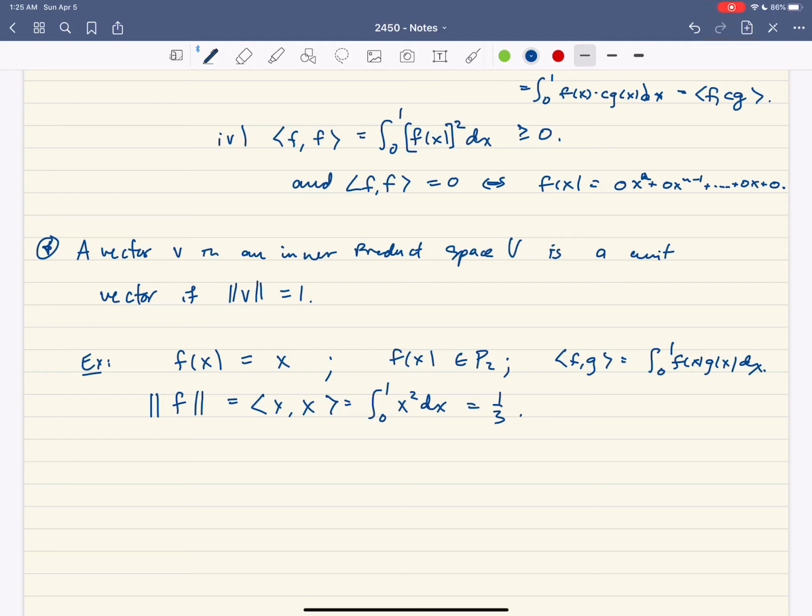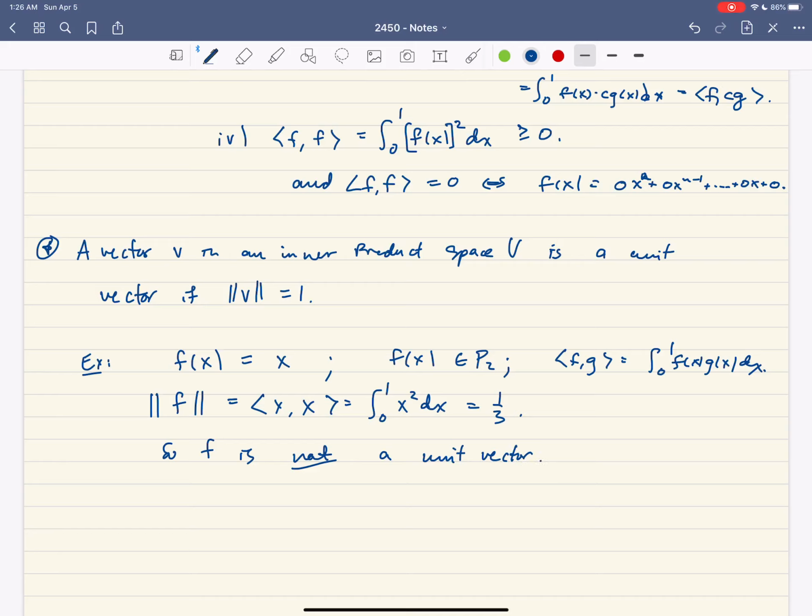Okay, so that means that this inner product is not a unit vector. So f is not a unit vector.